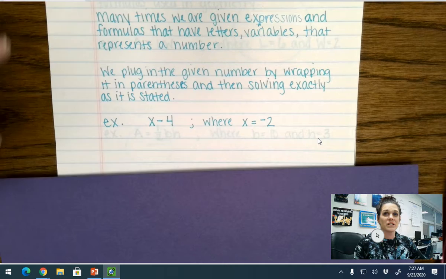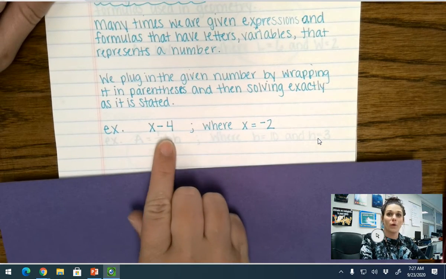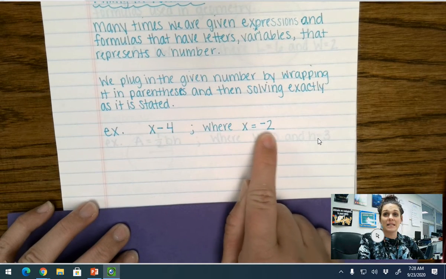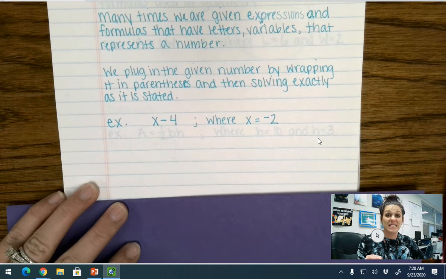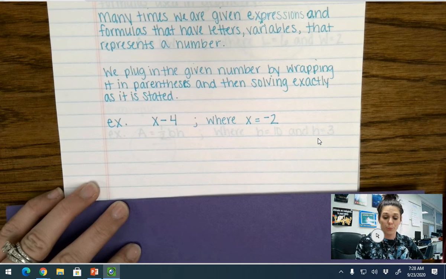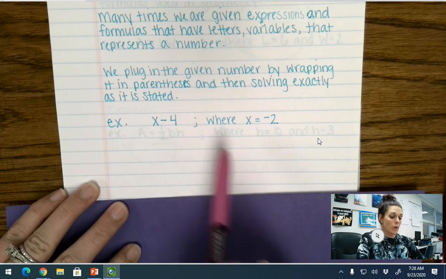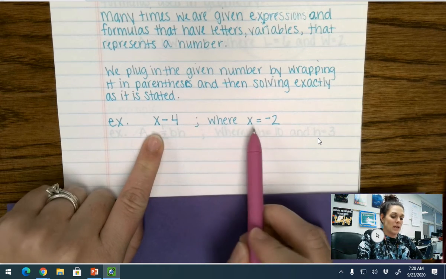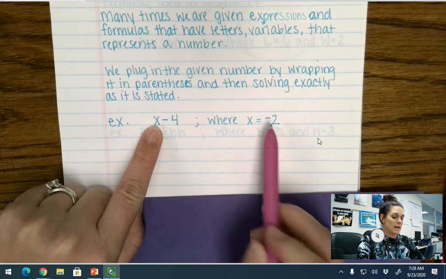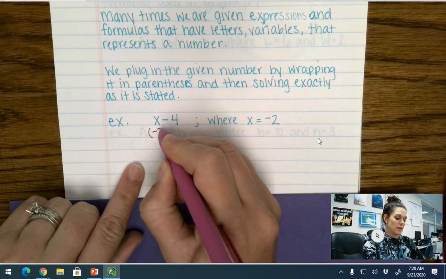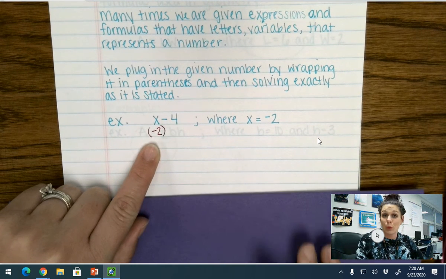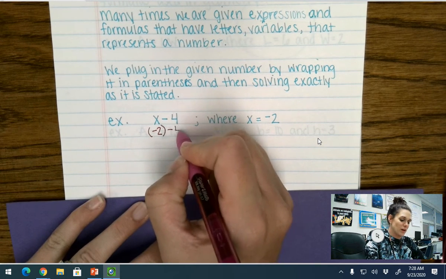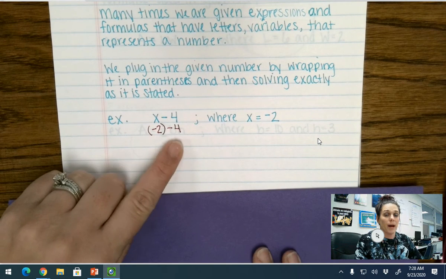All right, so we have this first example, and it says x minus 4. So that's our expression, that's our phrasing. And it's saying, well, solve it where x is negative 2. So it's explicitly telling me that x is negative 2. All right, so we're going to do what we just wrote down. We're going to plug in the given number by wrapping it in parentheses in its place. So where I see x, I'm going to sub it out, and I'm going to sub negative 2 in. And again, I'm going to wrap it in parentheses so that way I can see what I'm doing. All right, and then I'm going to repeat everything else. So we have negative 2 minus 4.